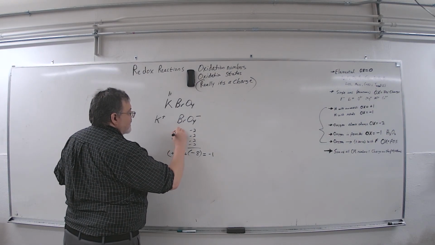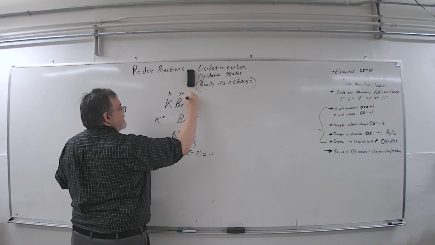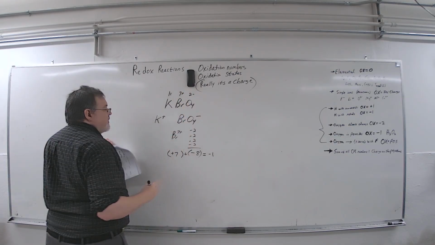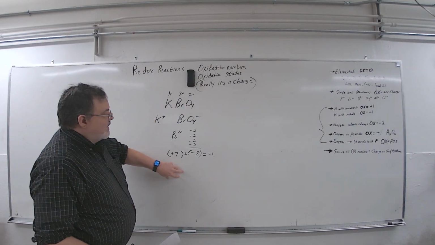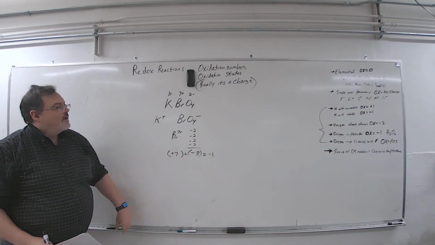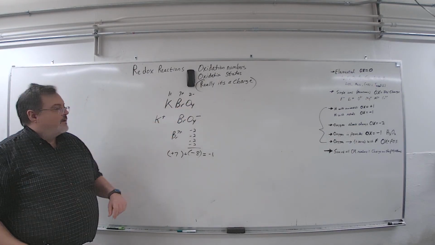So Br here, 7 plus. So for Br, it's +7. For oxygen, it's 2 minus. And this is the last positive charge we would need here to make this 0. So these all do add up to whatever the charge was here. This didn't have a charge.